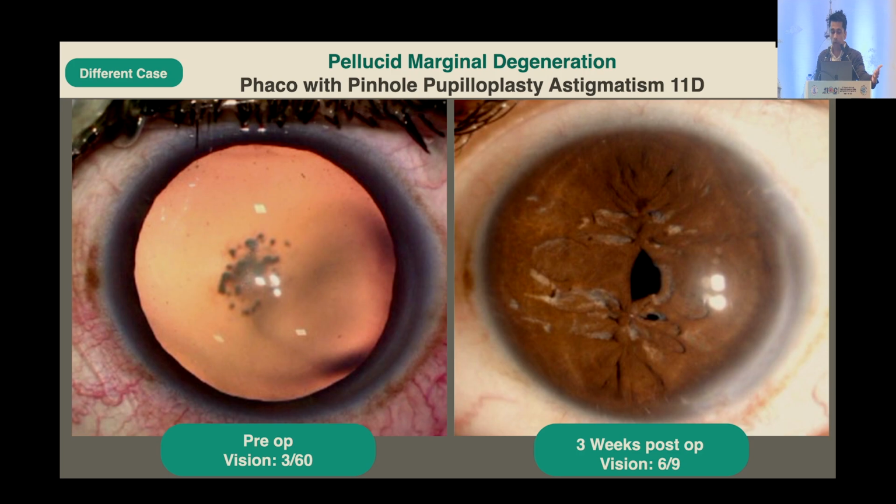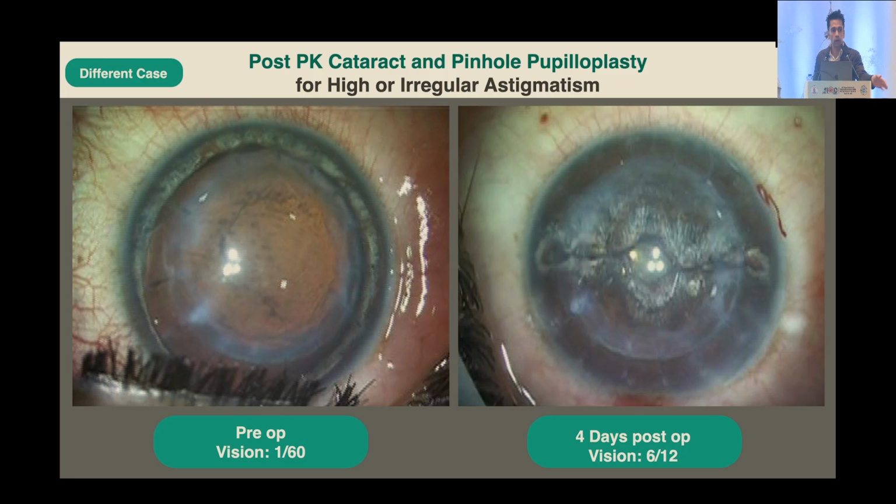Here you have pellucid marginal degeneration. You cannot take away the higher order aberration. You do a PK, you can do all of it. You'll still struggle getting post-operative results of 6/9, 20/30 kind of vision.